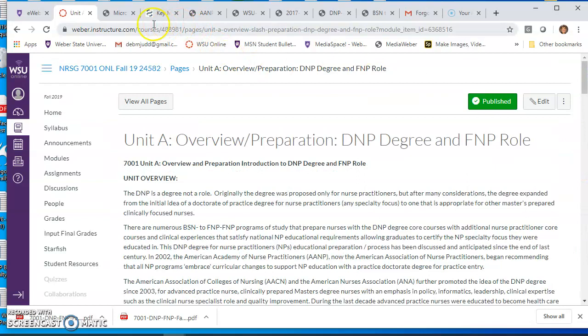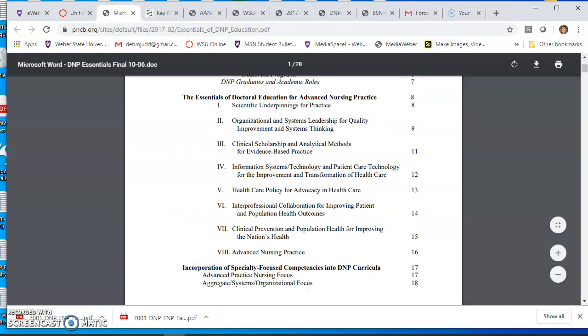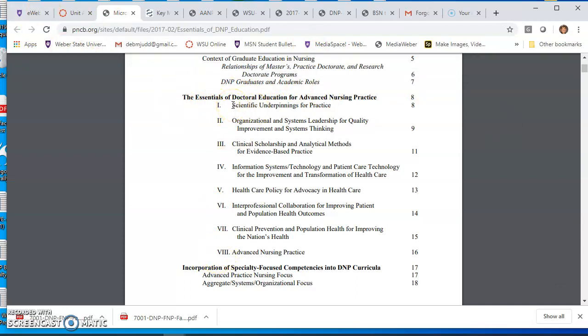So for just a couple of minutes, let's go ahead and look at a couple of the documents. This is the DNP Essentials. And what I'd like you to understand is that there are 8 essentials. One is related to scientific knowledge for practice.